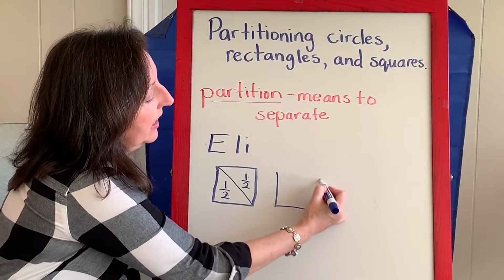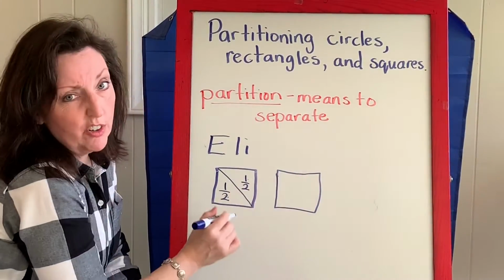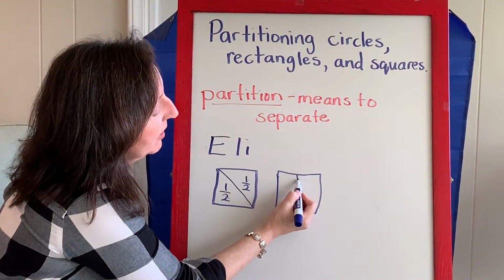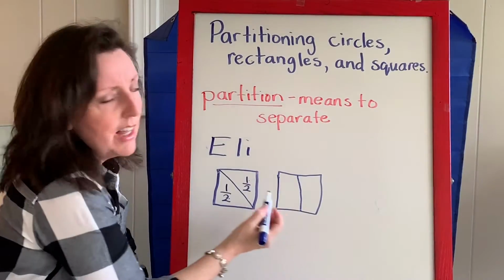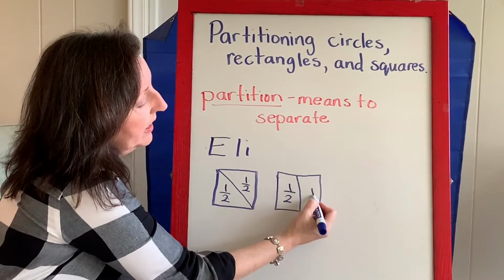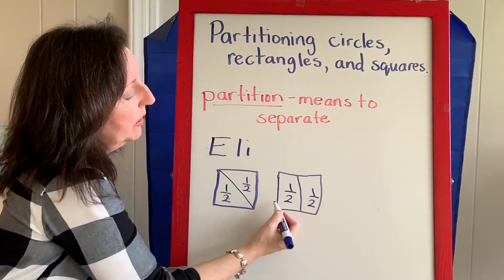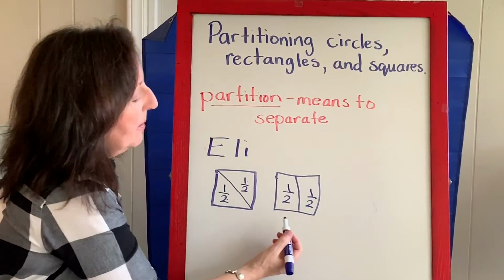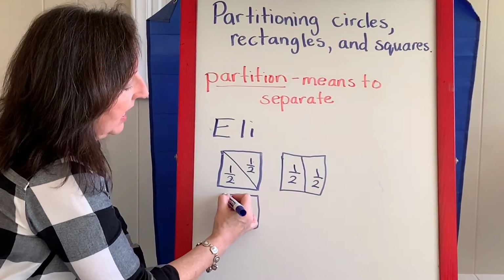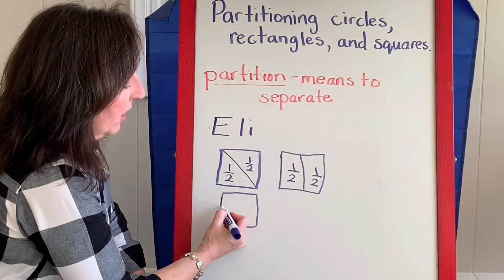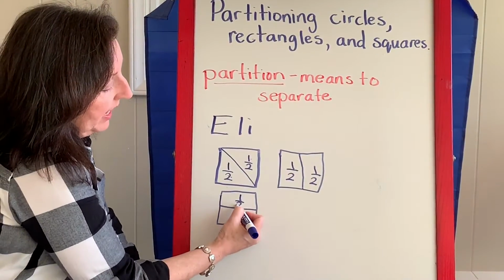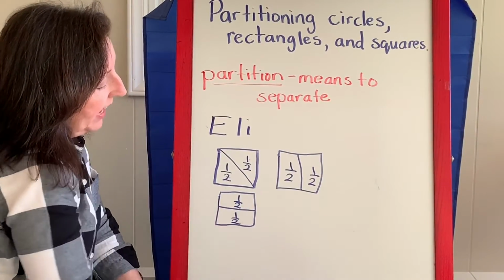Let's give Eli another square. My square's not too good. Yours would be much better. You could go straight down the middle or as close to the middle. Mine's not perfect. I don't have a ruler. But that should be 1 half. And that's 1 half. Those are 2 equal pieces that way. I bet you're thinking there's more ways, Mrs. Lanier. Let's give Eli another one. We could go straight across the middle this way with the square. 1 half and 1 half.